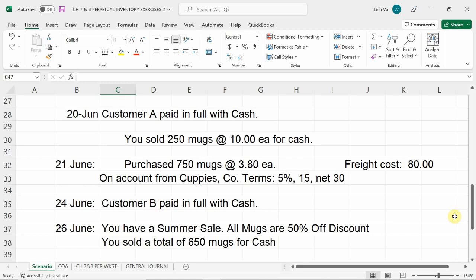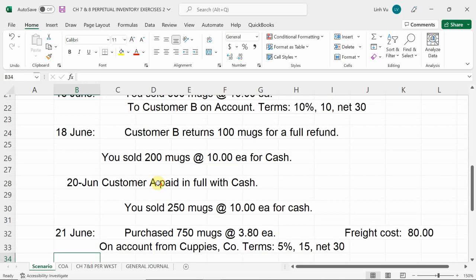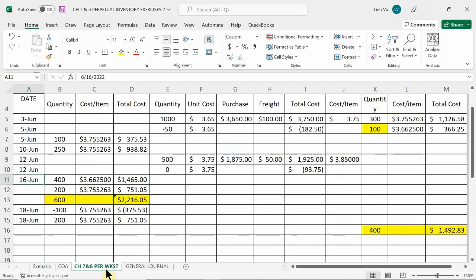All right, so let's go ahead and continue where we last left off. Here we finished up the transaction on the 18th of June. We sold 200 mugs at $10 each. So we already updated our inventory, right? So we have exactly 400 units left on hand. So let's see what happened next.